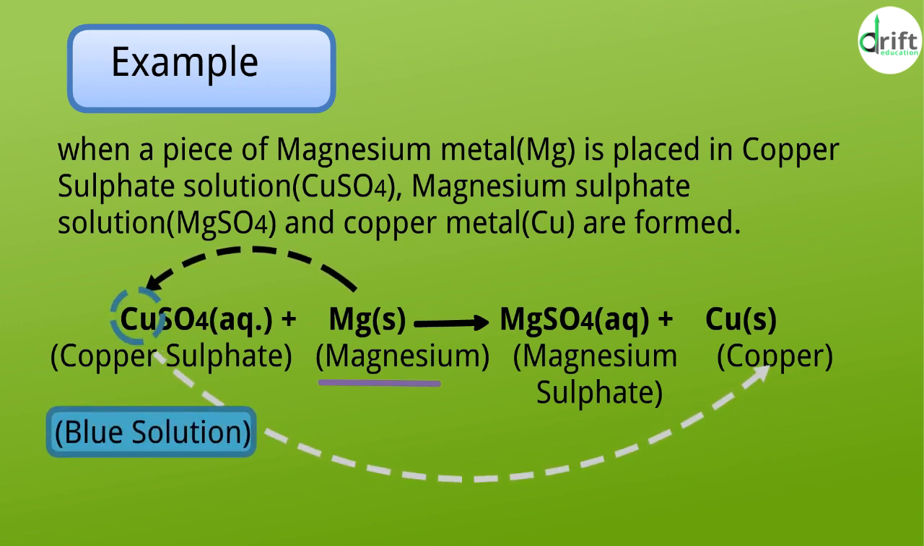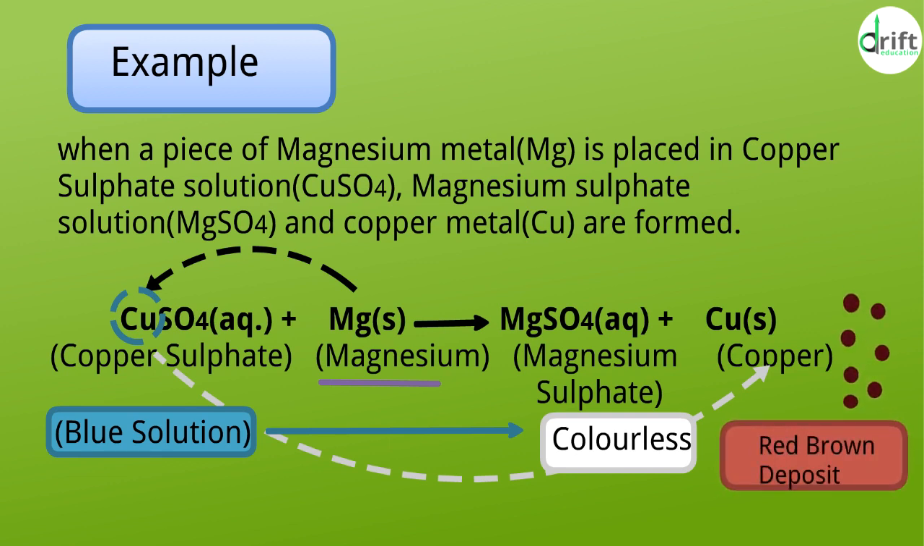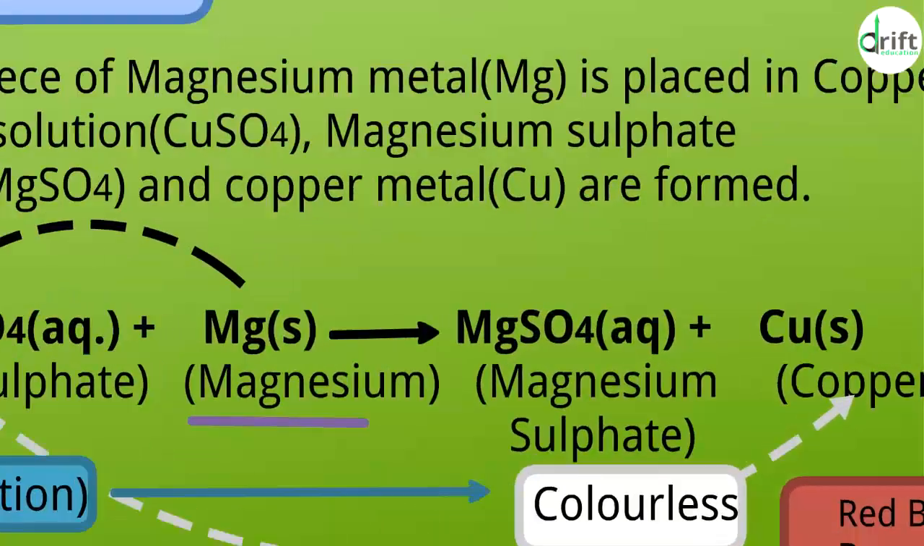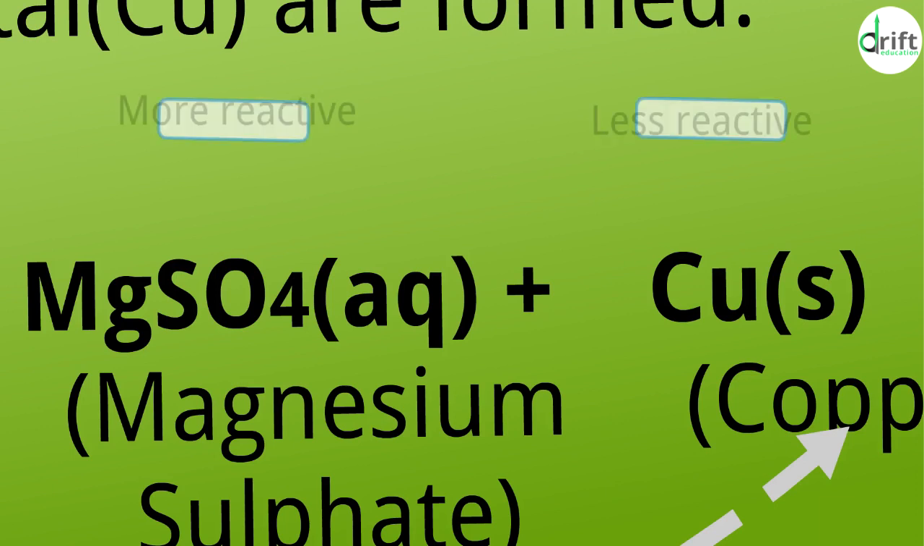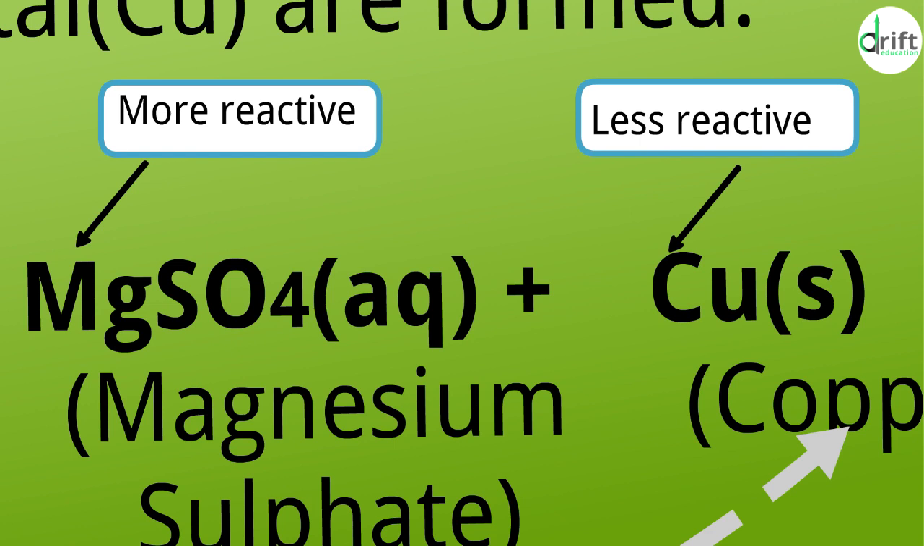The blue color of copper sulfate solution fades due to the formation of colorless solution of magnesium sulfate. A red-brown deposit of copper metal is formed on the magnesium piece. Here, magnesium is able to displace copper from copper sulfate solution because magnesium is more reactive than copper.